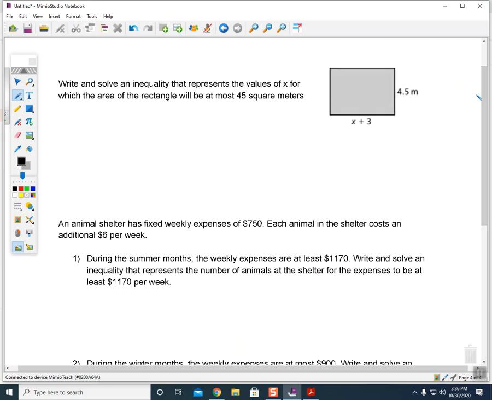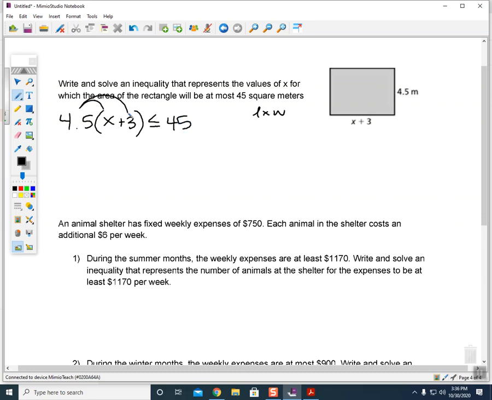So we're going to write and solve an inequality that represents the values of x for which the area is going to be at most 45 square meters. So if we remember, area is length times width, right? So I'm going to take 4.5 times x plus 3, and that needs to be at most 45 square meters, so it's going to be less than or equal to 45.